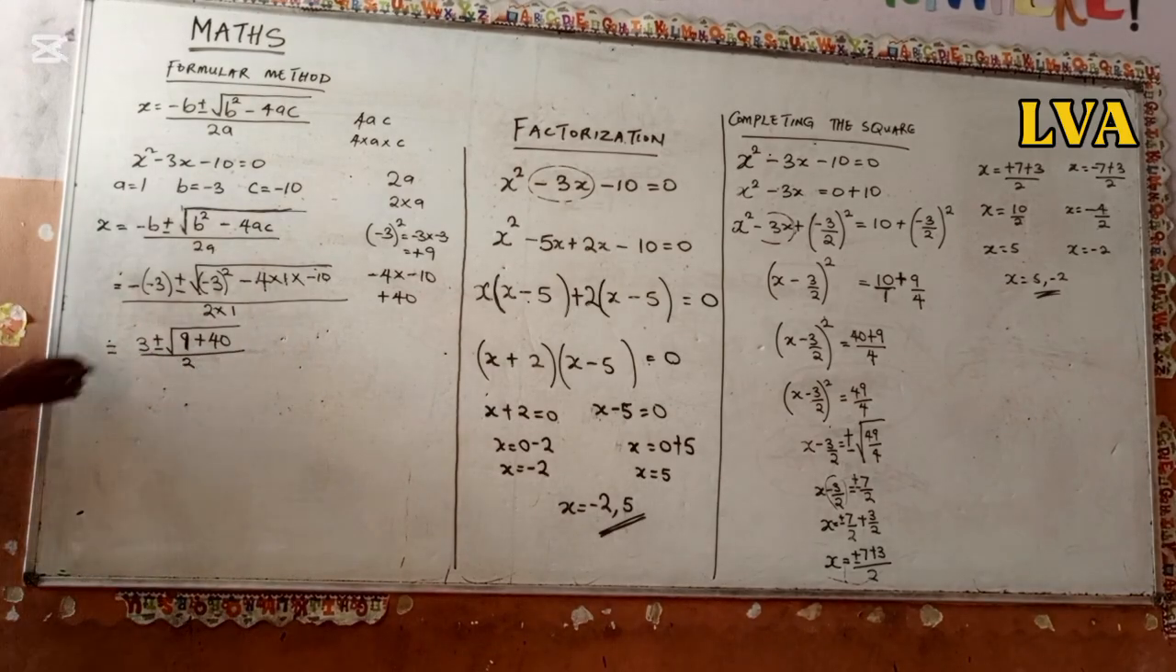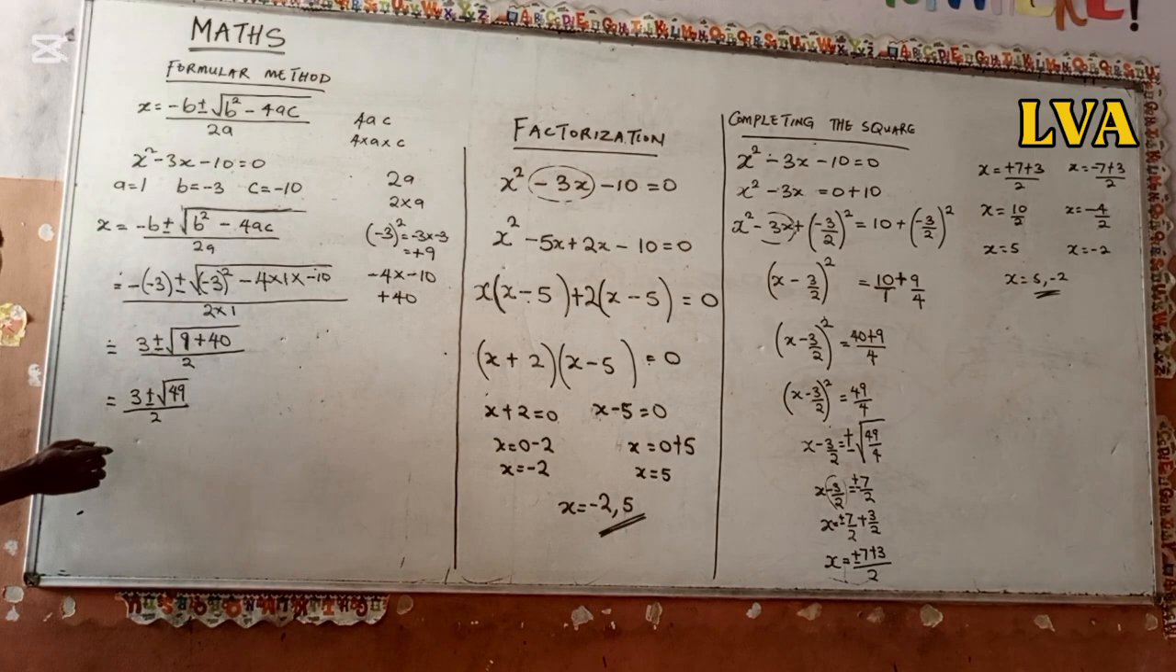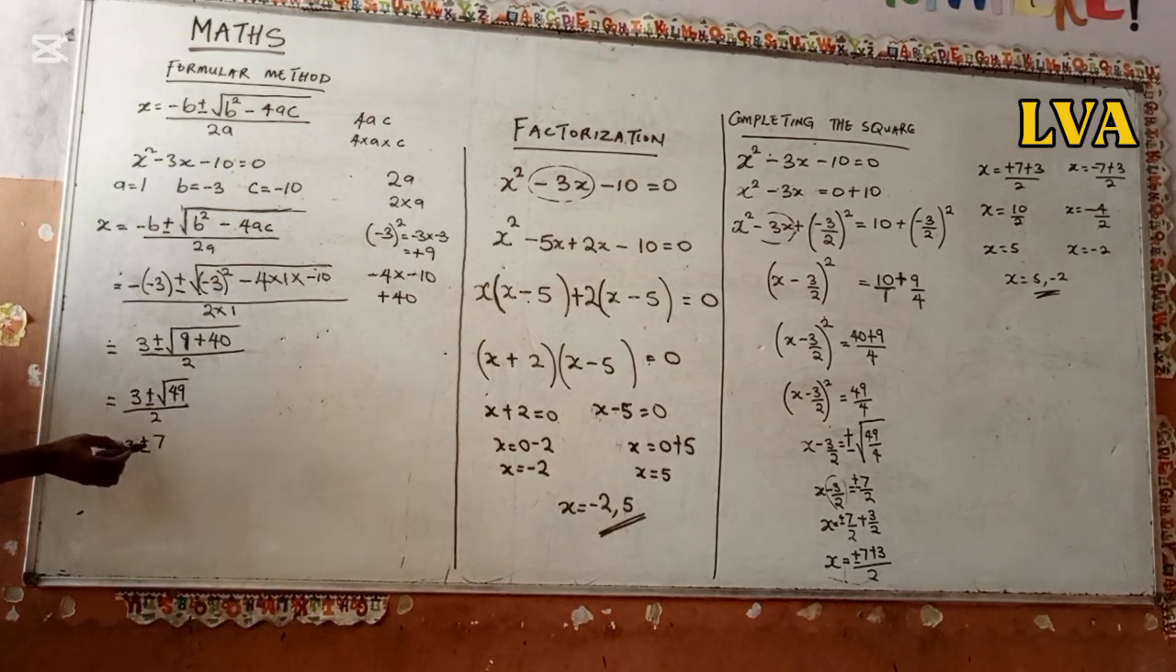All right, so at this point as well, I'll bring down my 3. Plus or minus, bring it down. Your square root sign, bring it down. 9 plus 40 gives you 49. Okay, then all over the 2, bring it down. So the next step, you have 3, bring down your 3, plus or minus, bring it down. Square root of 49 is 7, bring down your 7. All over, bring down your all over 2.